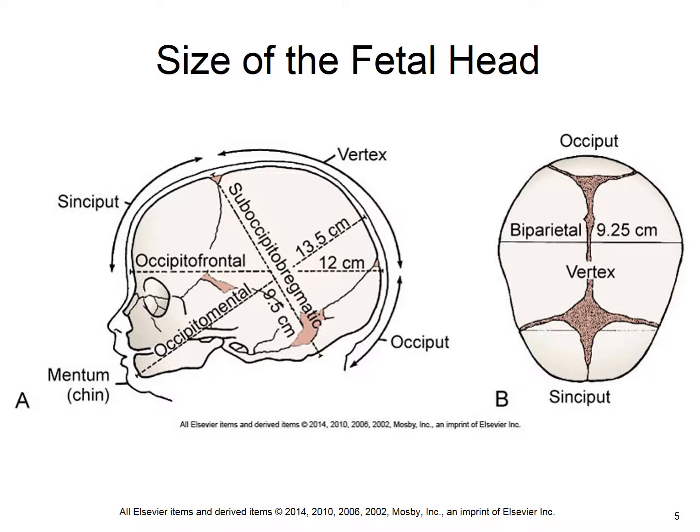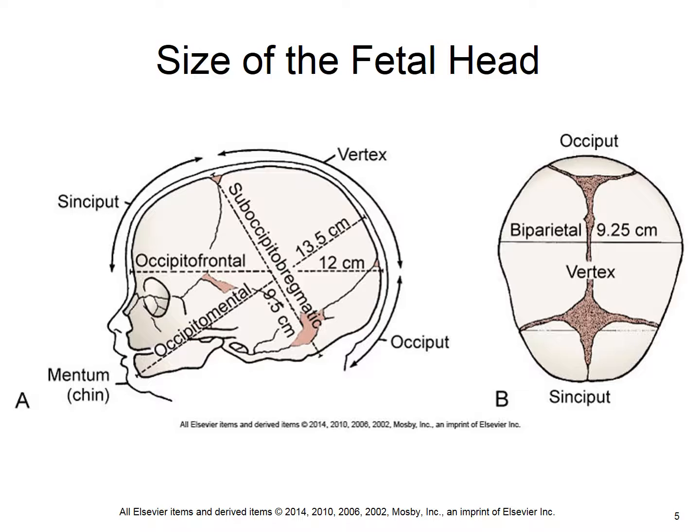This picture shows you roughly the diameter of the fetal head at term. As you can see, the smallest value is the suboccipitobregmatic diameter. If the baby's head is flexed, this is the diameter of the skull as it enters the pelvis. If the head is not flexed, the diameter of the skull as it enters the pelvis will be the occipitofrontal diameter, which is roughly about 12 centimeters.